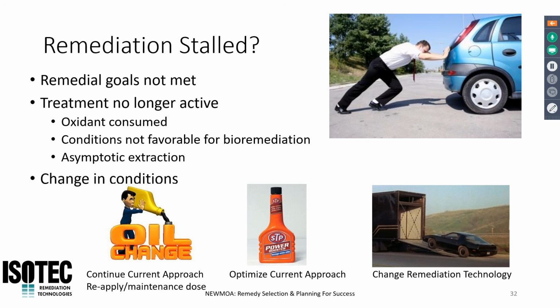And maybe we're continuing with the selected remedy. And maybe we just need to reapply, maybe another injection of oxidant, maybe another injection of a vegetable oil or 3DME, the Regenesis product. Maybe we need to optimize the current approach. Maybe we need some pH buffer. Maybe we want to do bioaugmentation. Or maybe we're just changing out the car at that point and we're completely changing the remediation technology.